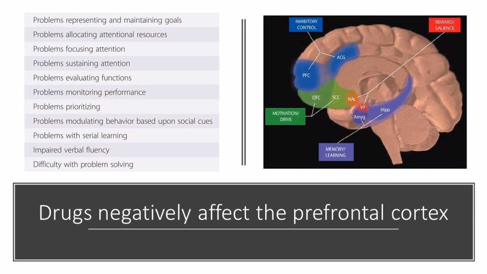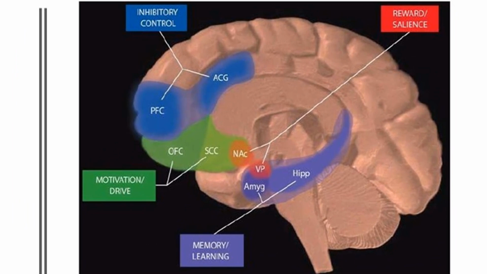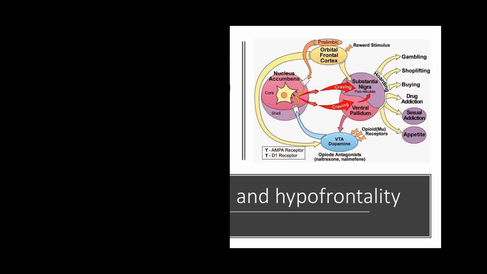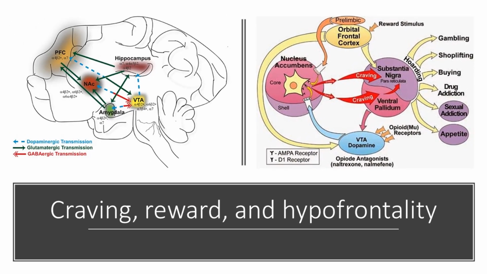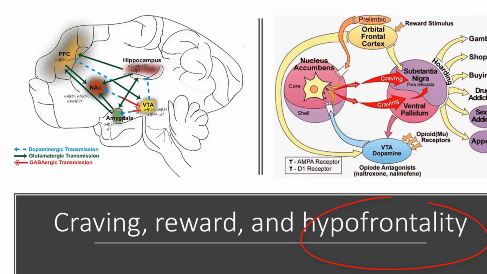So drugs negatively affect the prefrontal cortical area of the brain. They affect memory and learning by changing the hippocampal activity and increasing that in the amygdala. That's where we see paranoia and habit learning. Motivation and drive are changed. We see loss of inhibitions and the inability to think very clearly, and we see reward reinforced. And this is a behavioral learning, so we get into addictive sorts of behavior between the ventral tegmental area and the nucleus accumbens, as we've seen. So this craving reward causes hypofrontality, which is a shutdown of the front part of the brain.